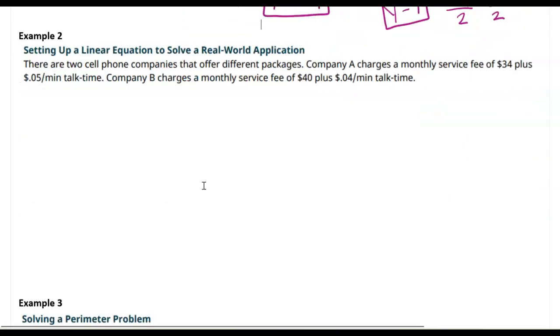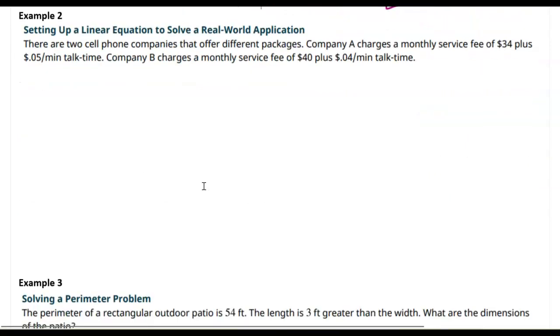Let's look at example number 2. Set up a linear equation to solve this real-world application. There are 2 cell phone companies that offer different packages. A has just a monthly service fee of $34 and then charges 5 cents a minute for talk time. Company B charges a monthly service of $40 and then less per talk time. So let's again write this out with symbols. Maybe I just say A is equal to 34 plus 0.05 times the number of minutes that you talk.